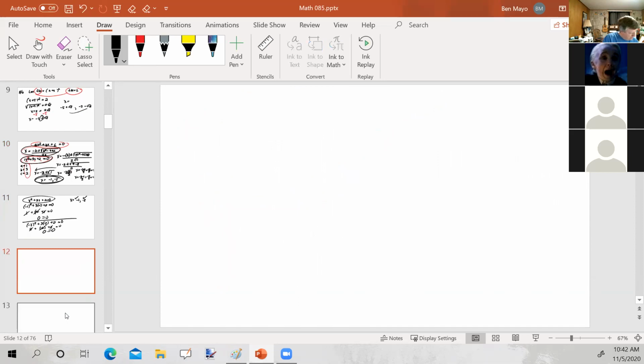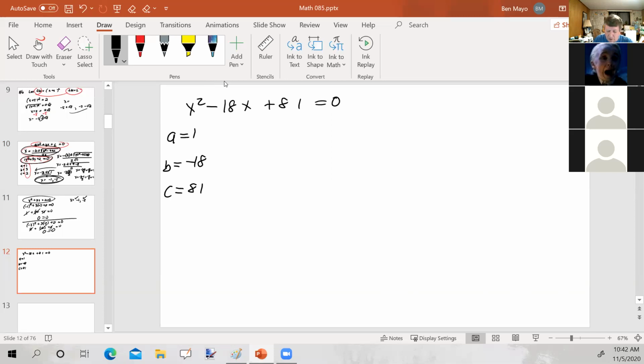Let's see here. X squared minus 18x plus 81 equals 0. This is already in standard form. So A is 1, B is -18, C is 81.